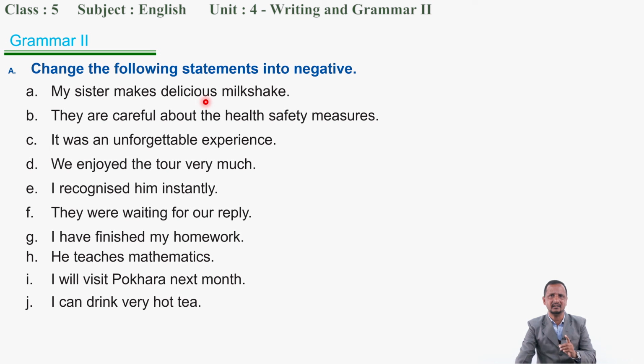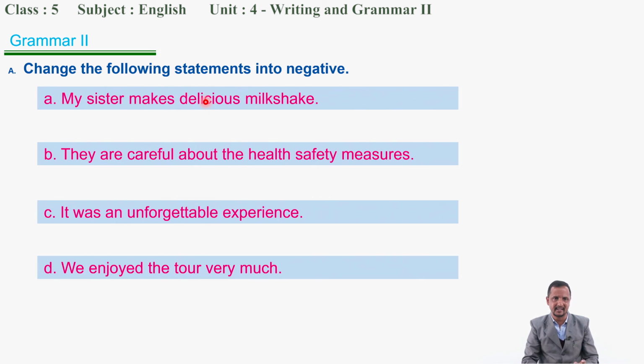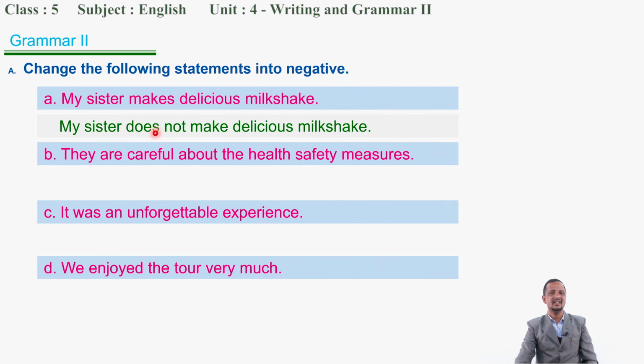Did you complete? Yes, let's have a correction. My sister makes delicious milkshake. What is the verb? Makes. Can we use did? My sister did. No. Exactly, if there is makes, we use the s or es form in the verb, then we have to use does. Here: My sister does not make delicious milkshake. Are you clear?